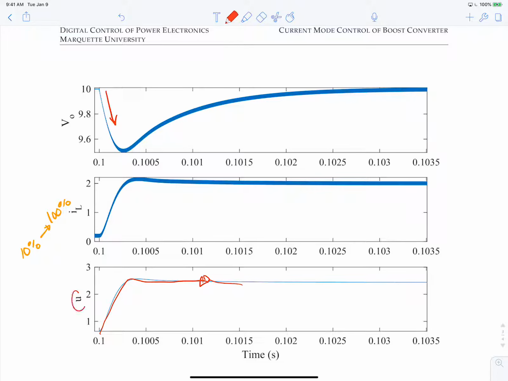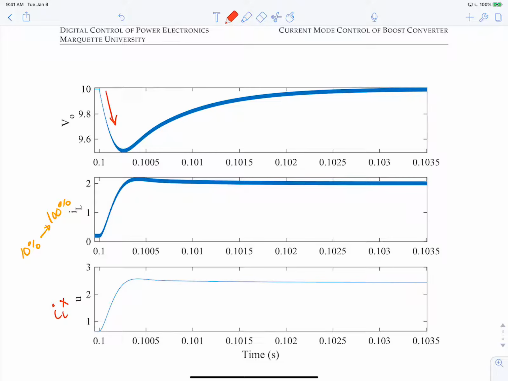Remember, this is no longer D. This is actually the current. This is IL star, if you will. This is how much current we'd like to flow. And you can see that IL and the U signal here are tracking, meaning if you lay them on top of each other, the peak should hit exactly where IL star is. So if you have this peak here, it should match this.